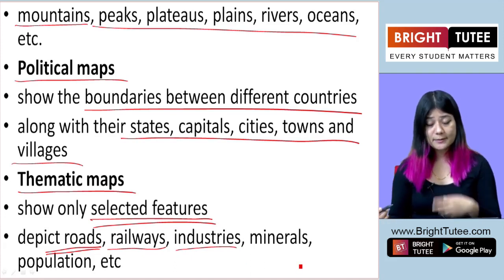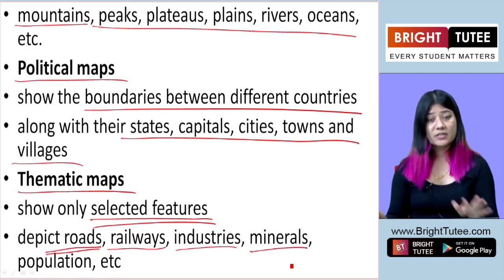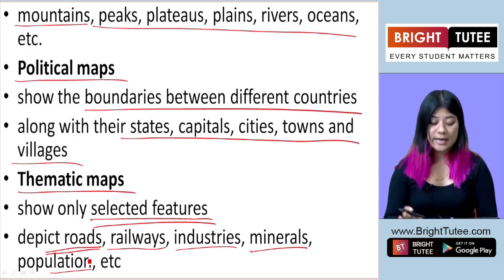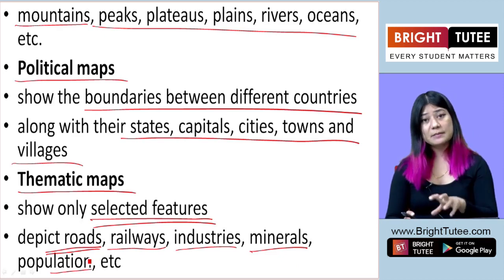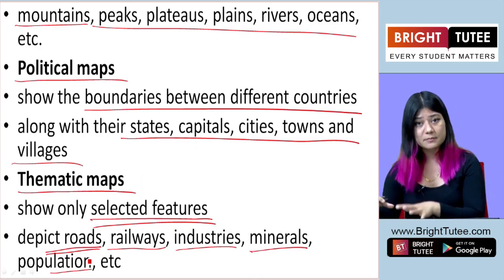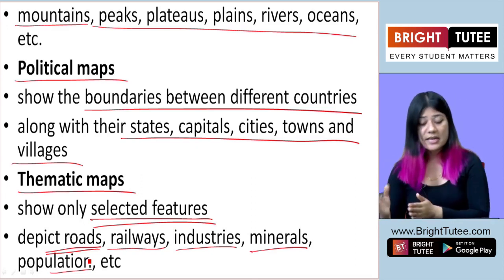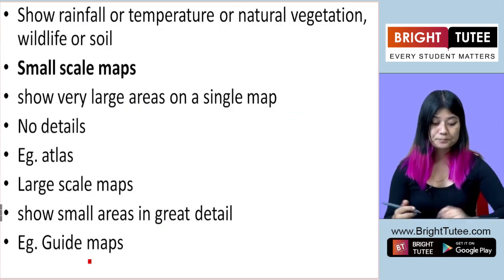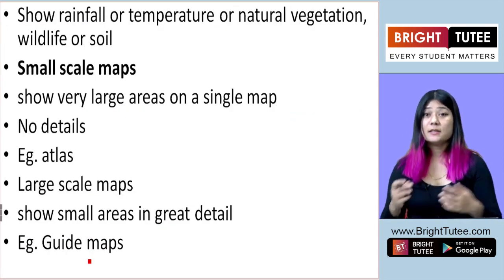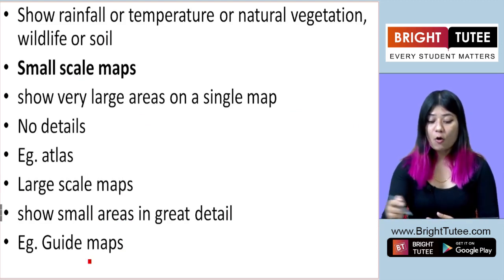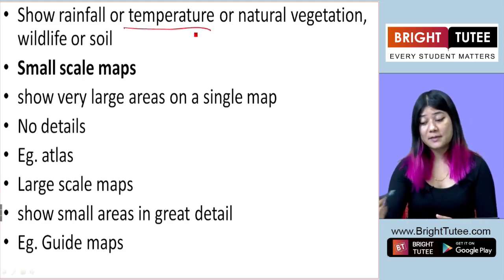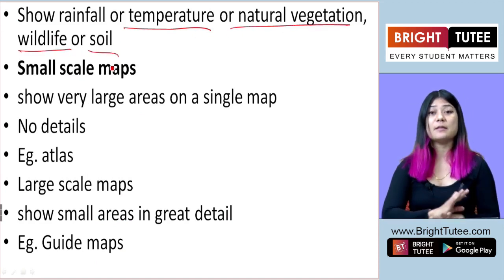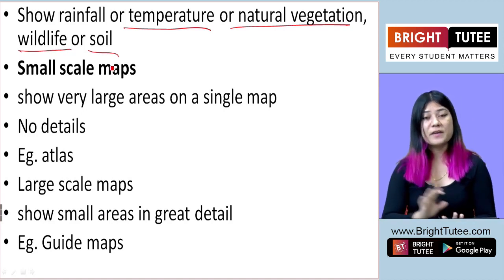Some in a similar manner only show minerals found in that area. Some only demonstrate the population of that particular area, etc. So you see, thematic maps are maps based on themes. Themes such as roads, railways, industries, population, houses, etc. And the themes can also be temperature or climate, natural vegetation, wildlife, soil, etc. So you see, the themes can be of various kinds.